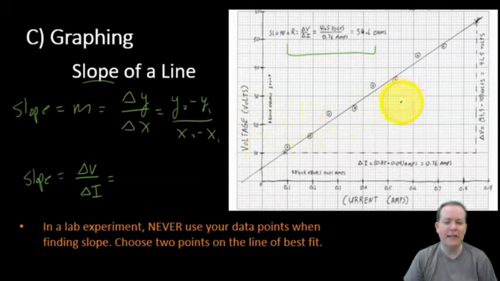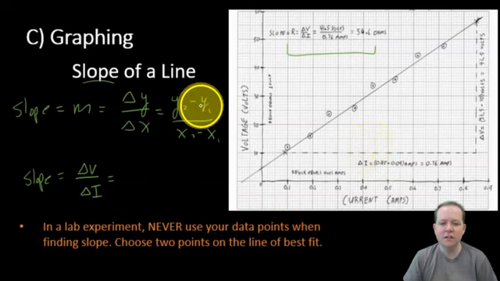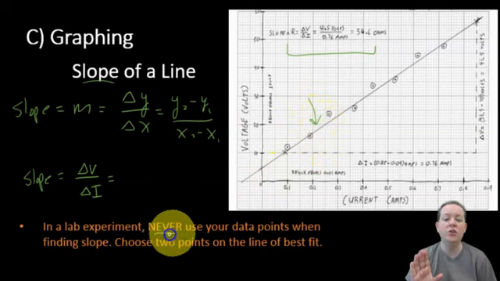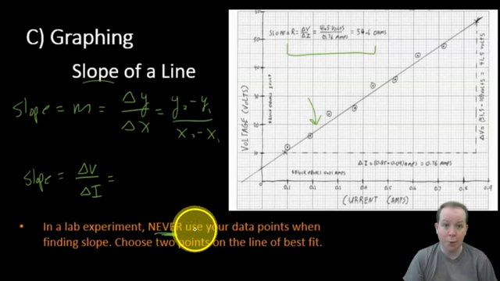After we've plotted our data points in a lab and drawn our line of best fit, if the lab asks you to find the slope, or if you just need to answer whatever the question is, when you find the slope, you are picking 2 points that are on the line that are not your data points.